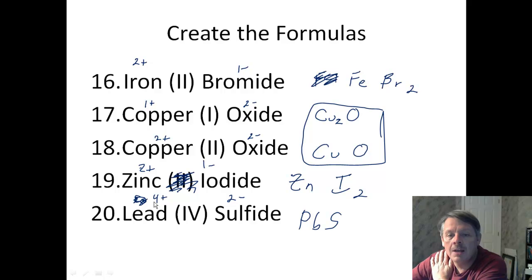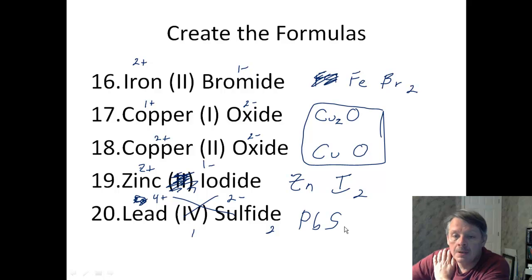Well, notice that I have a relationship of 4 to 2 or 2 to 1. So when I crisscross them, I have to have 2 sulfurs to 1 lead. So I'm going to have to put a PbS2. I reduce to my lowest whole number ratio. 4 to 2 is the same as 2 to 1, so you have to be conscious of that one.